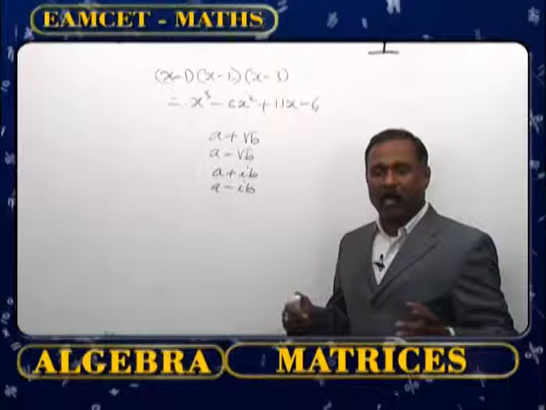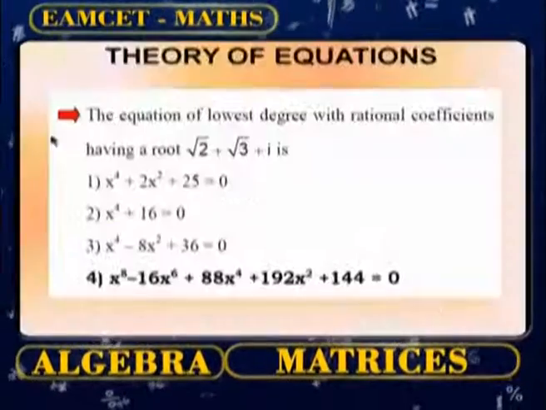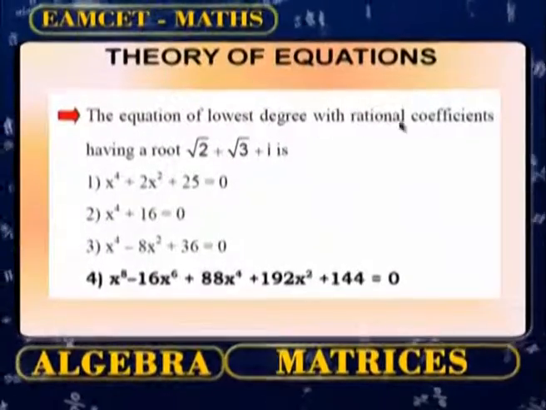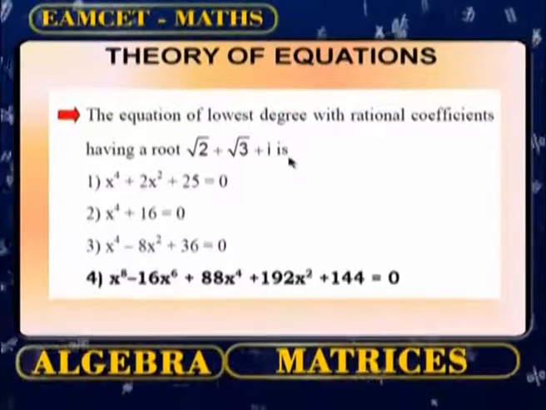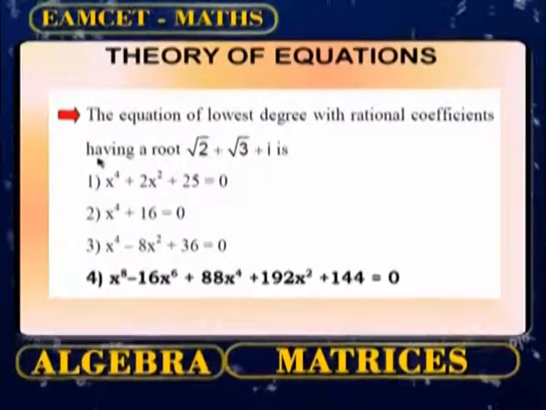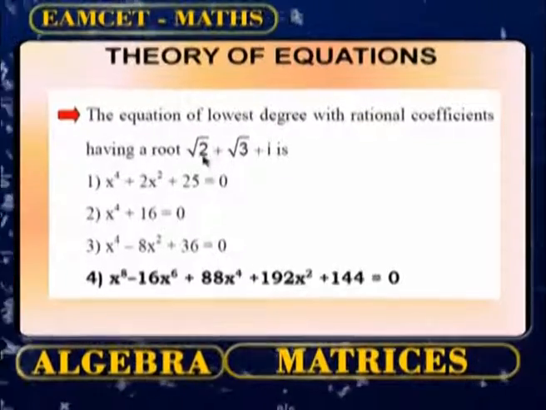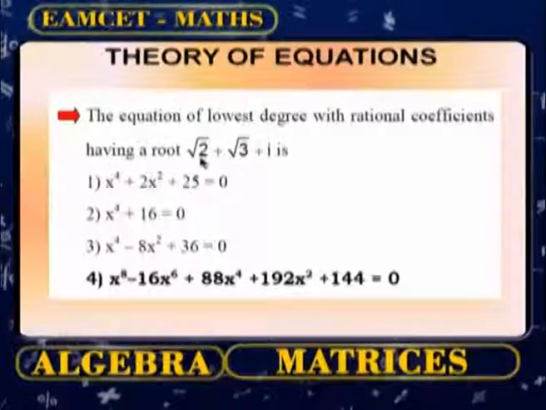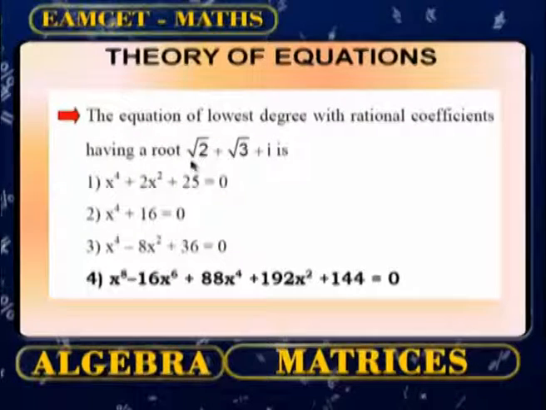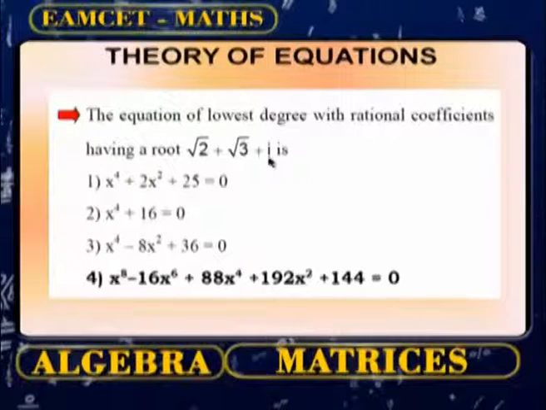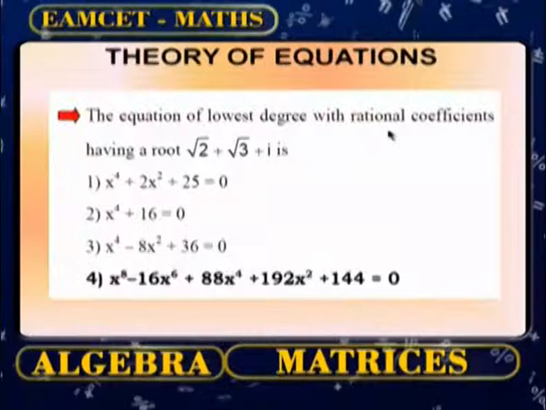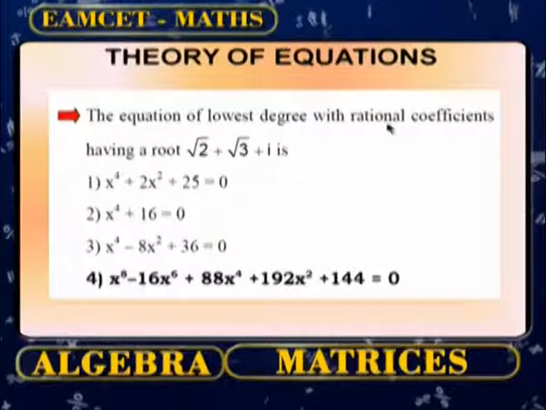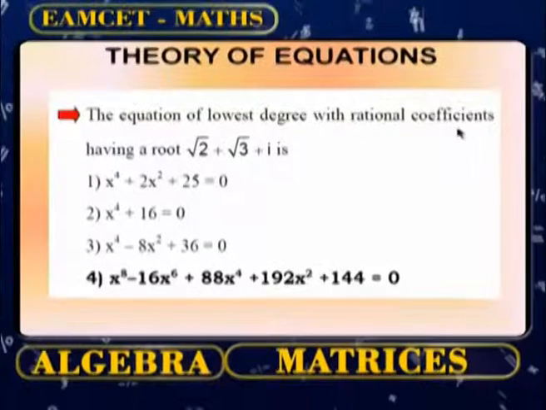Now, see the first problem there. The equation of lowest degree with rational coefficients having a root 2 plus root 3 plus i, where you all know i stands for the imaginary root. i is an imaginary root whose value is root over minus 1. You all know that. So the equation of lowest degree with rational coefficients. What does it mean? One root is given to be root 2 plus root 3 plus i.